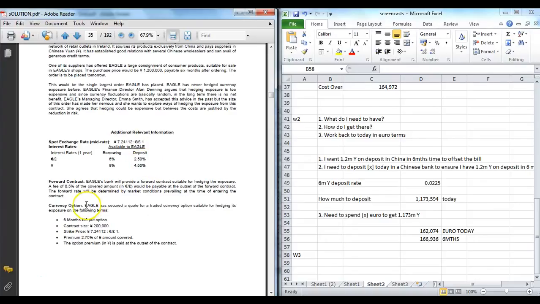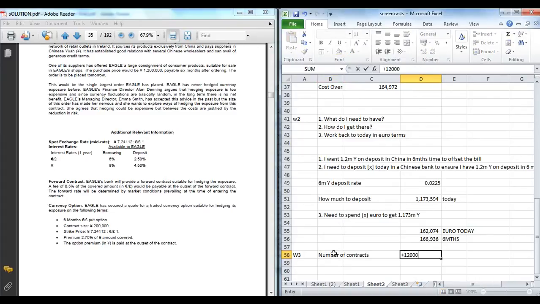So let's see here. We're told they can secure the quote for traded currency options. There's 6-month put options. The contract size is 200,000 Chinese yuan. You're given a strike price which is the same as the spot rate today. You have to pay a premium up front in Chinese yuan at 2.75%. So the first is, well, how many contracts do we need? We need to cover 1.2 million, and each contract is 200,000.